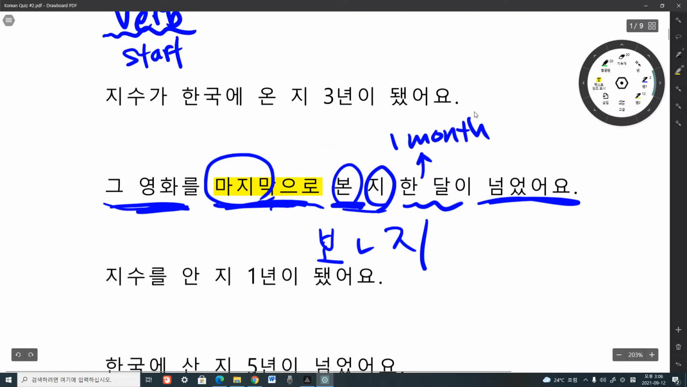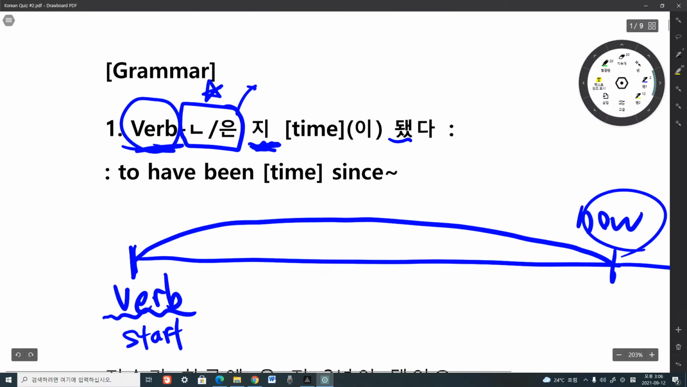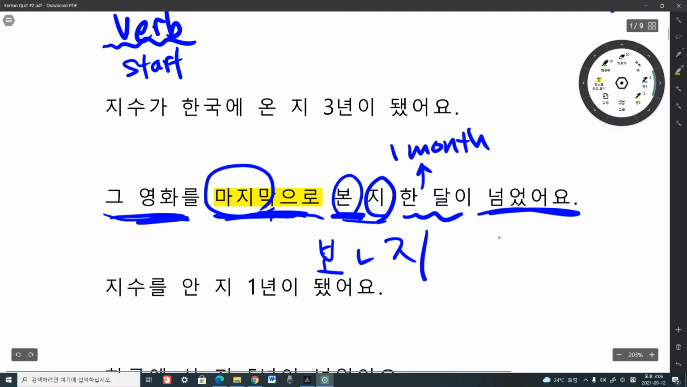넘었어요. So we learned that the verb 됐어요 is used to mean to have been, but you can also use the verb 넘다. Do you guys know 넘다?